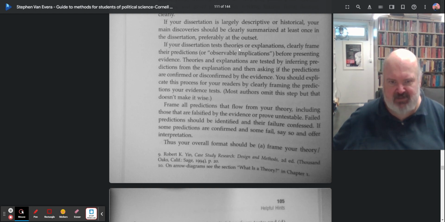If your dissertation tests theories or explanations, clearly frame their predictions or observable implications before presenting evidence. Theories and explanations are tested by inferring predictions from the explanation and then asking if the predictions are confirmed or disconfirmed by the evidence. You should explicate this process for your readers, more clearly framing the predictions your evidence tests. Most authors omit this step, but that doesn't make it wise.